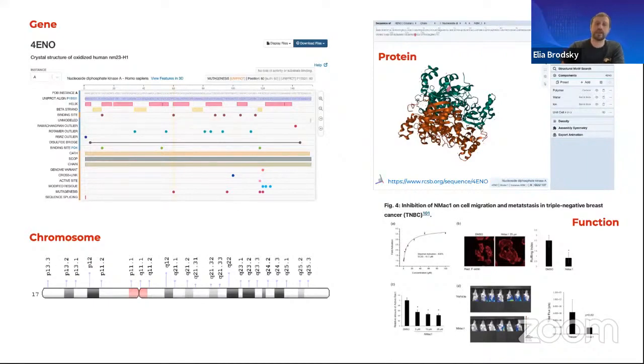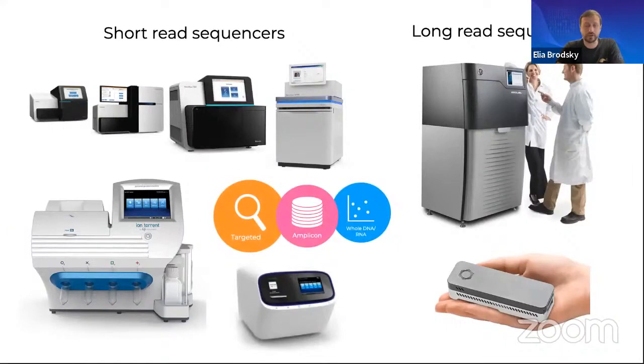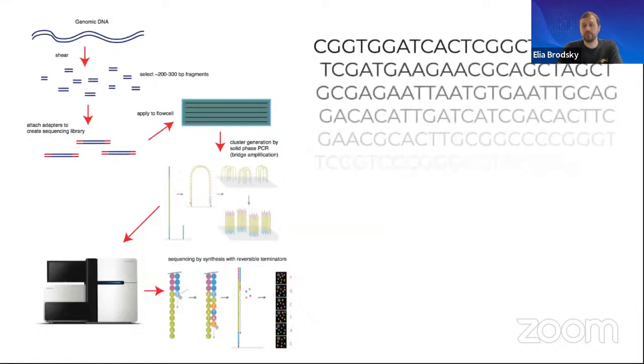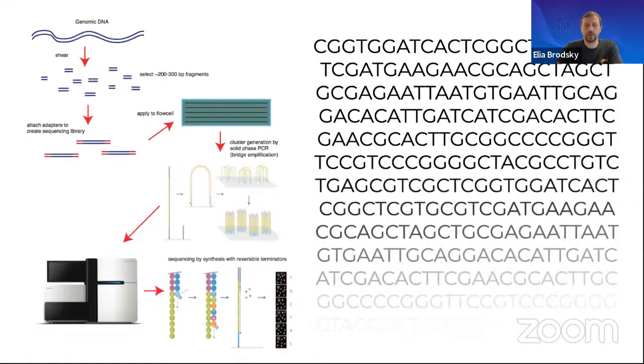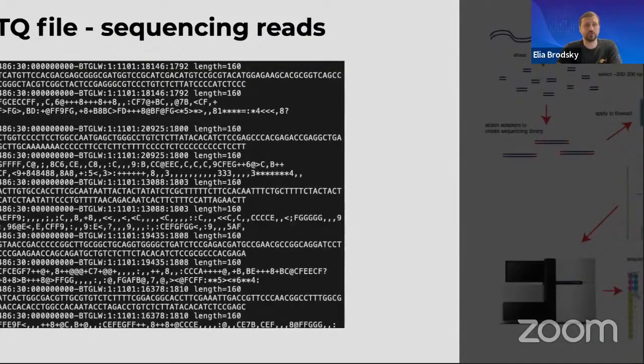Now, to understand all of this at the practical bioinformatics level, we will also discuss how this data is generated. So we'll take a look at different types of sequencers, and different methods of sequencing, including targeted sequencing, amplicon sequencing, and whole DNA sequencing that is applied for genomics. And to really understand the process, we'll take a look at how the sequencing machine works and what type of data it produces. And when we come to that part of the data, we will actually look at what these files look like.